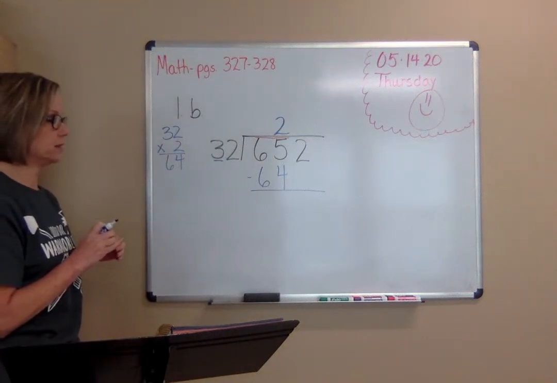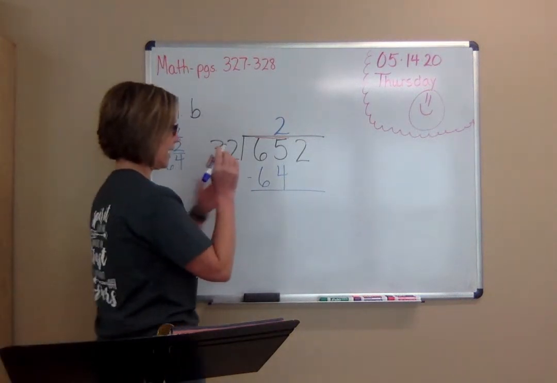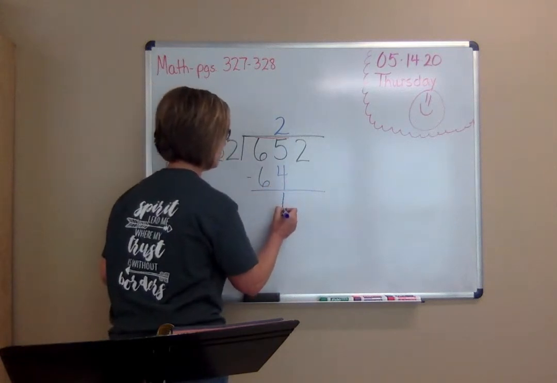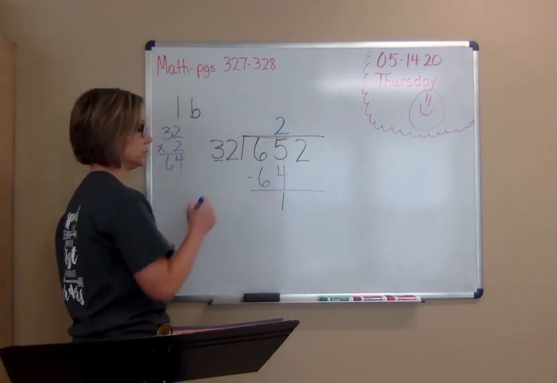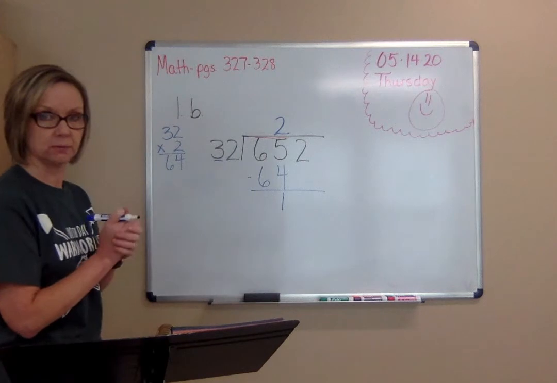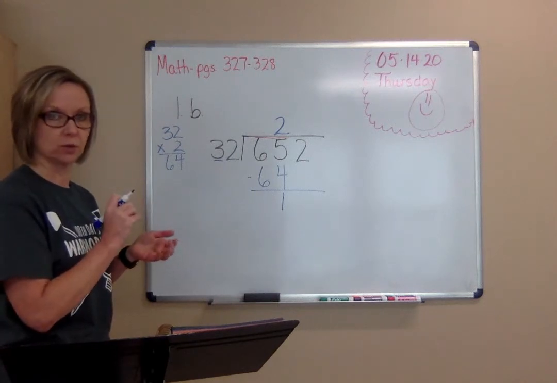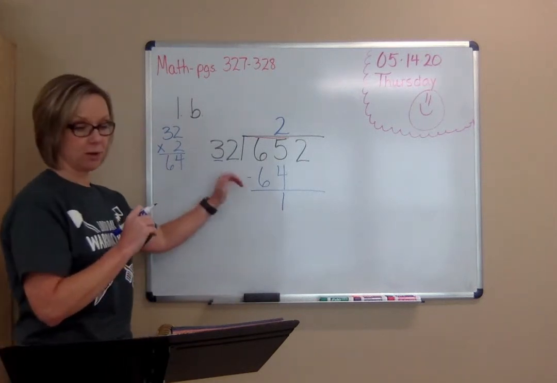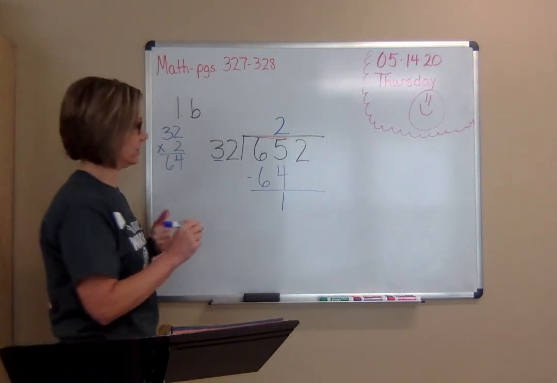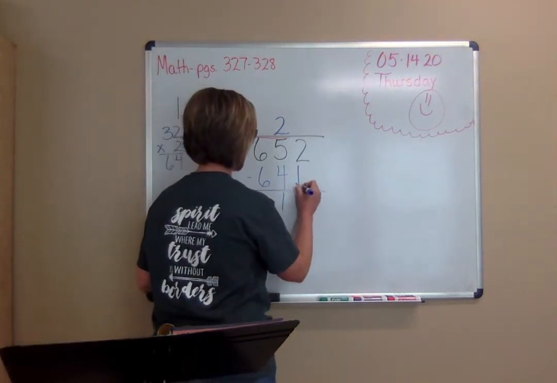And then we subtract. 5 minus 4 equals 1. 6 minus 6 equals 0. We don't need to worry about the 0. That's too many numbers there. That's just a placeholder. 1 is smaller than 32, so we're great there. We're not finished. We have to bring down the 2.